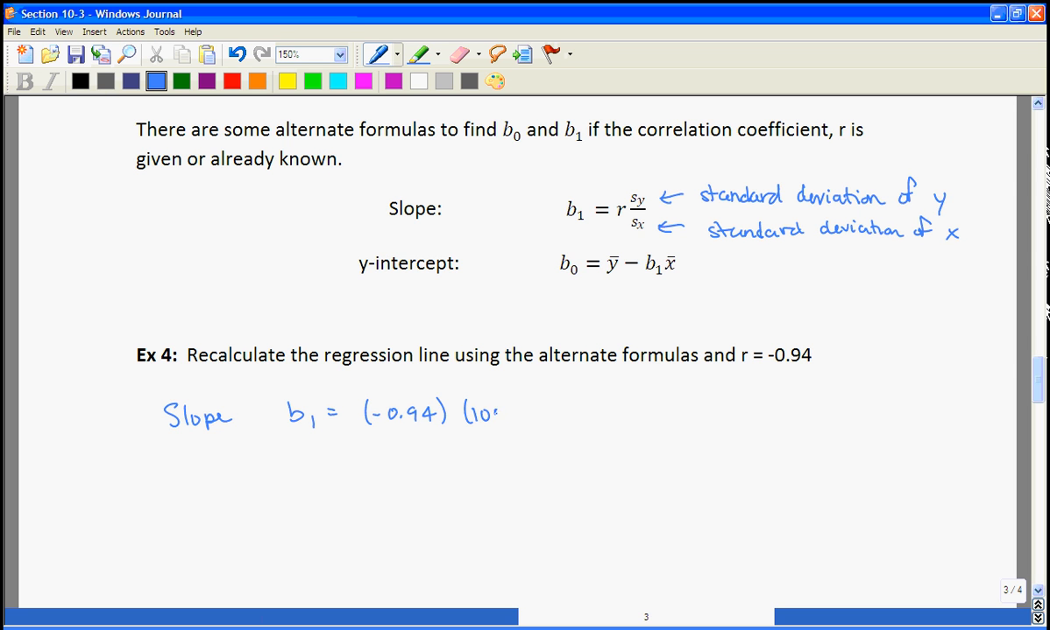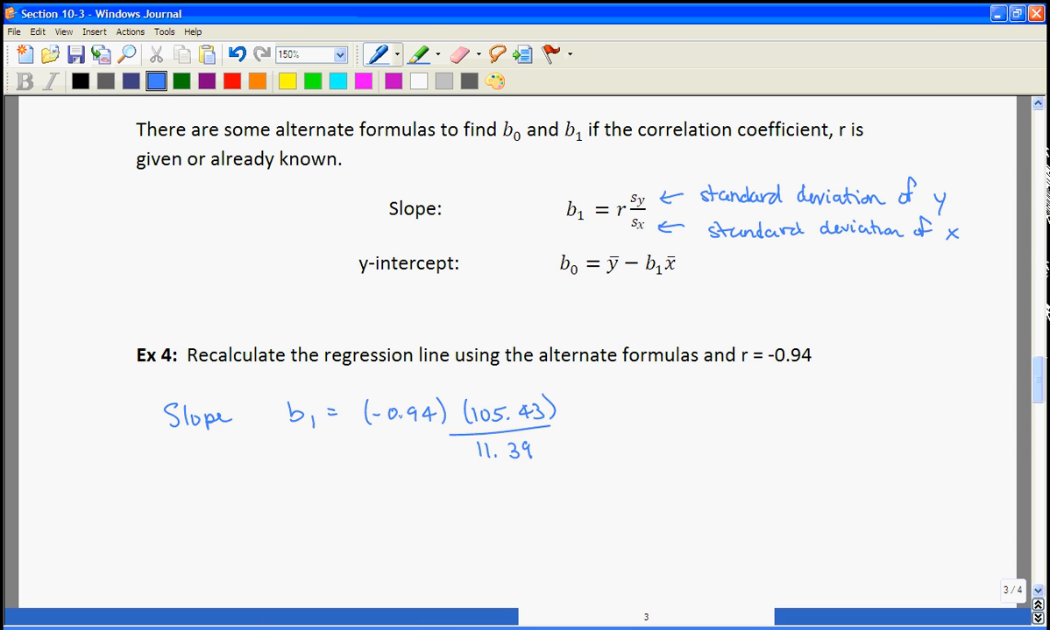So 105.43 over standard deviation of x, 11.39. Notice also in your calculator, I just want to point this out, you have a sigma x and a sigma y. They're both standard deviation, but sigma is used if you're working with a population, whereas s is used if you're working with the sample. And most often for regression, we will be working with the sample, but just know the distinction between those two.